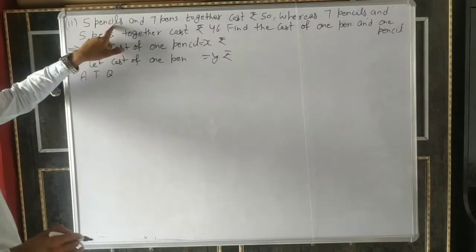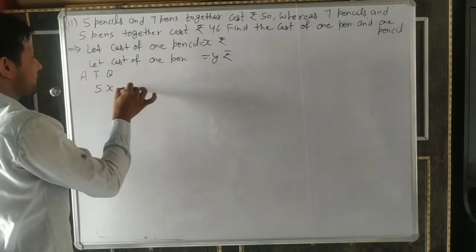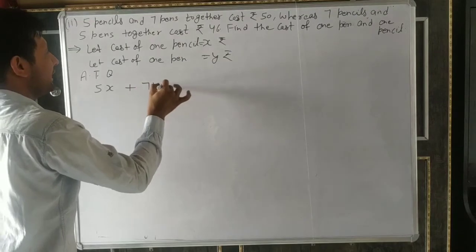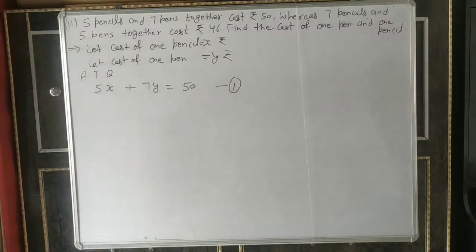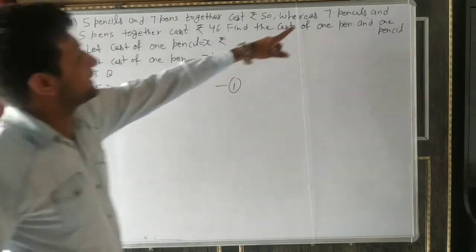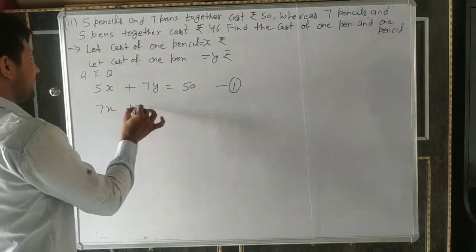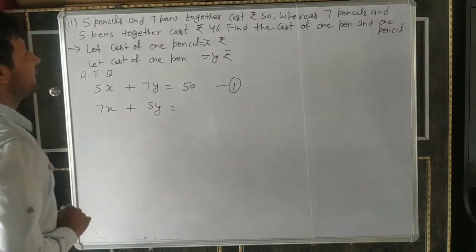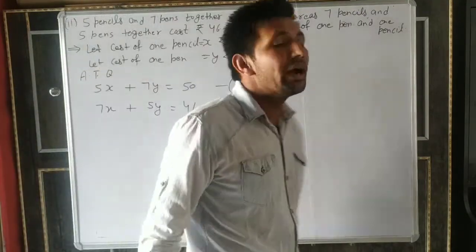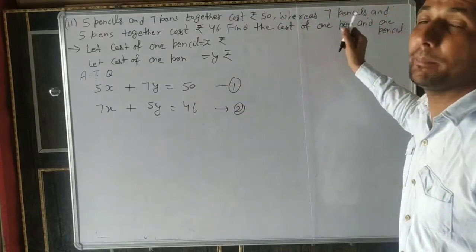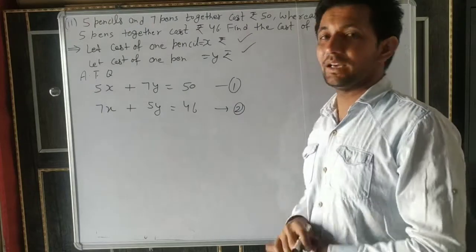How many pencils? There are 5 pencils. Cost of 1 pencil is X rupees. So 5x plus 7y equals 50 rupees. Equation number 1. Whereas for 7 pencils, now 7x plus 5y equals 46. Now we have to find the cost of 1 pen and pencil. So we have to find the values of x and y.